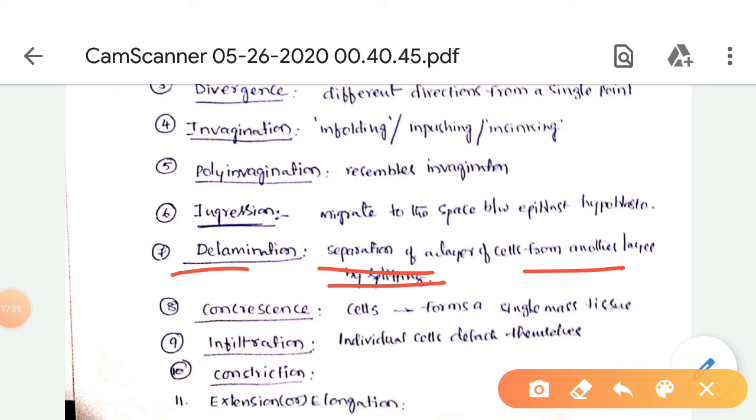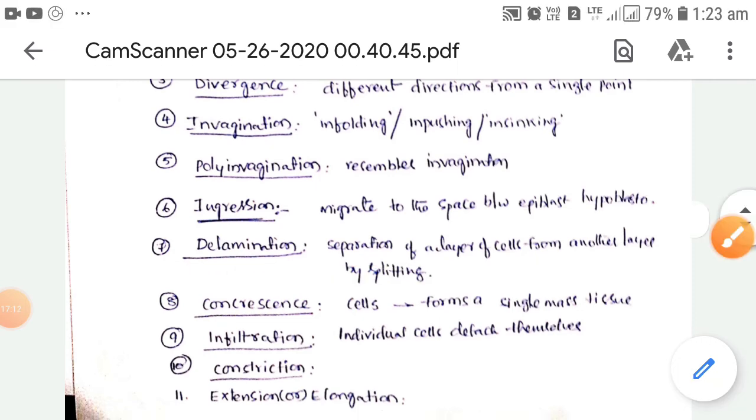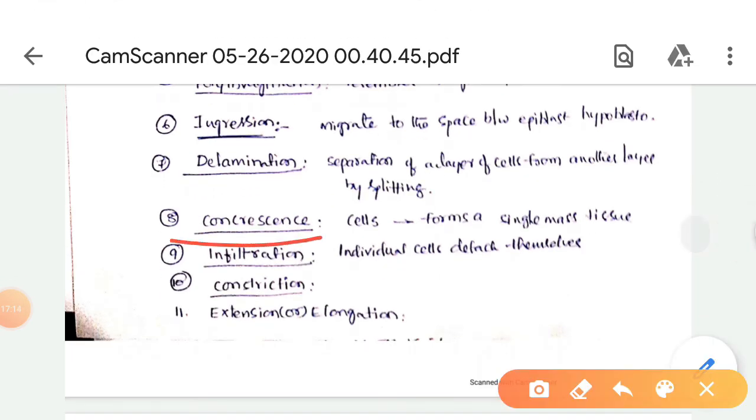An example is the separation of endodermal, mesodermal and notochordal cells from each other. Another one, concrescence. Concrescence means a group of cells move towards each other until they meet and fuse together, and they form a single mass of tissue.